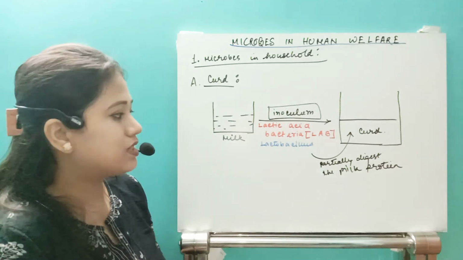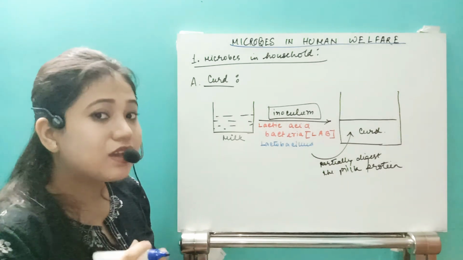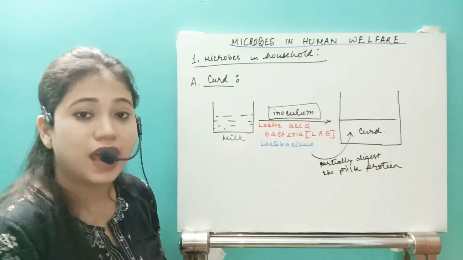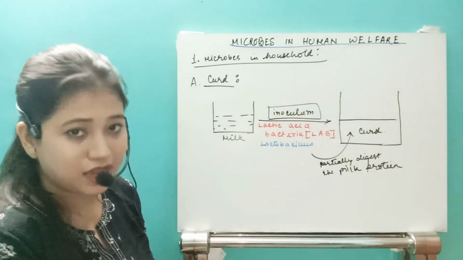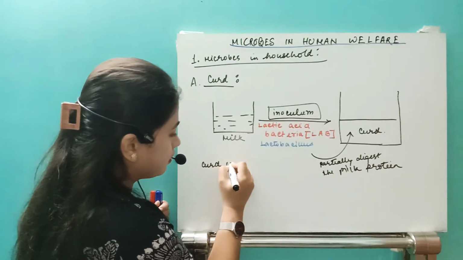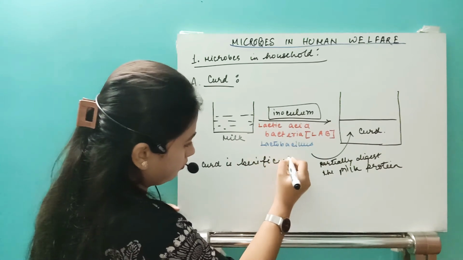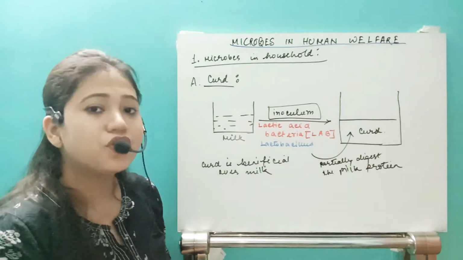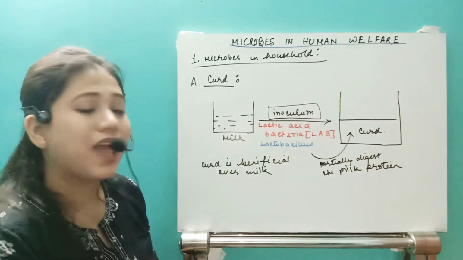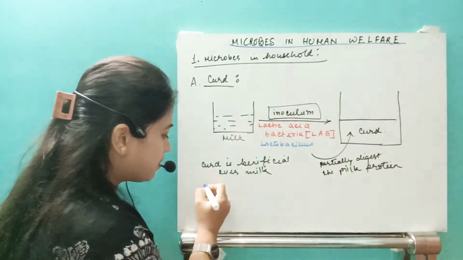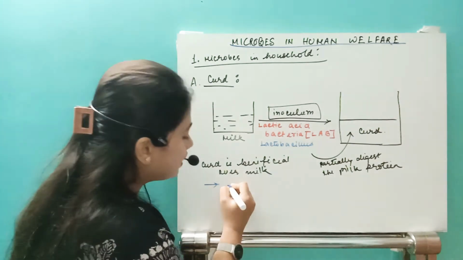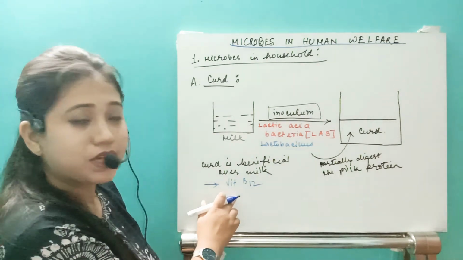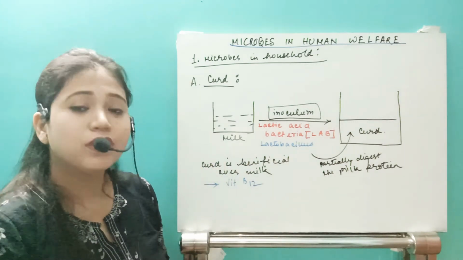Now one thing we have to know: if milk converts into curd, the curd has more nutritional value than milk. That's why a question is generally asked: why is curd considered beneficial over milk? The reason is that curd has some additional vitamins. What vitamin is present in curd which is not present in milk? That is vitamin B12, right? This vitamin B12 is very important, and it is present in curd but not in milk. So that's why curd is more beneficial.